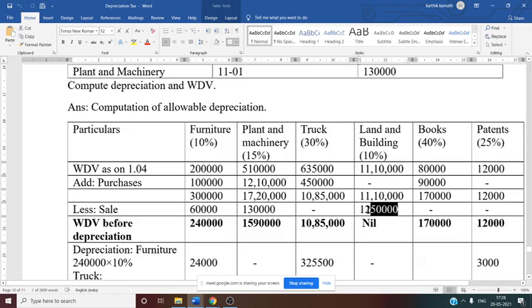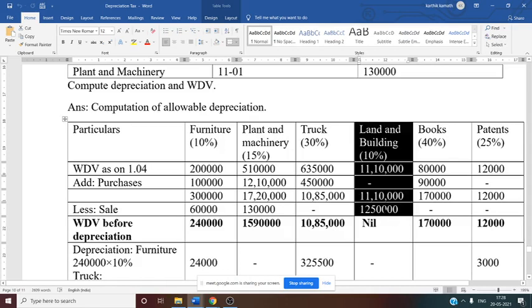Land and building. Yes, sir. Yes, profit. Profit of how much? What is the amount here? Profit. 1,40,000. 12 lakh 50,000 minus 11 lakh 10,000. Profit is 1,40,000. This profit you need to show as a short term capital gain.